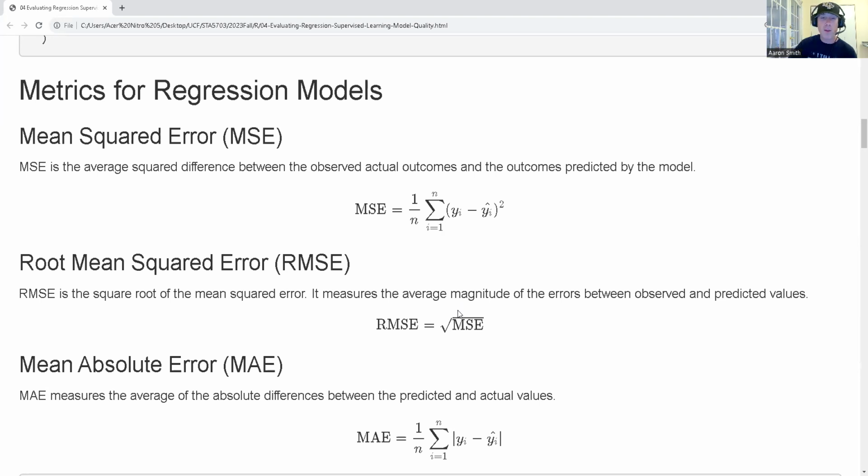Think about the mathematics of that. I'm squaring the error, adding it, and then I'm taking an average, all right? And then I'm taking a square root. So I've got squaring, average, square root. That's a little bit much for people who don't have a strong math background.